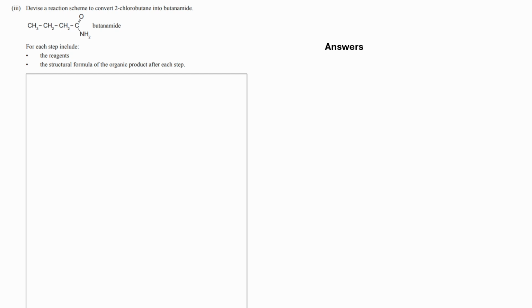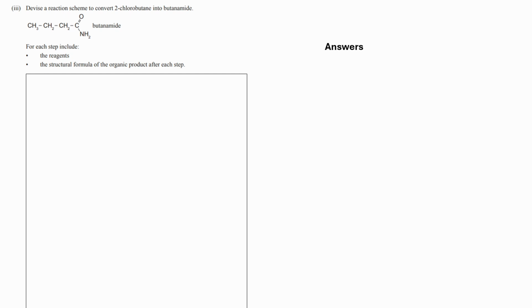Right, so question 1, part A, part 3. Here it says devise a reaction scheme to convert 2-chlorobutane into butanamide. They've drawn a diagram here of butanamide, just in case we forget what it might look like.